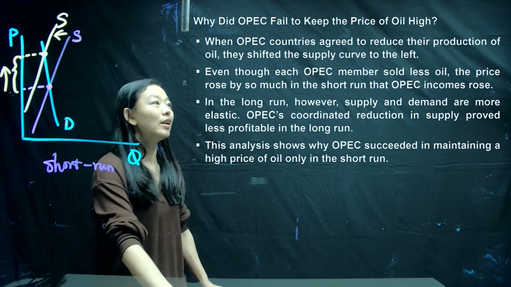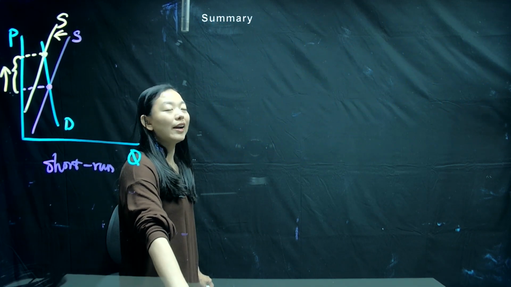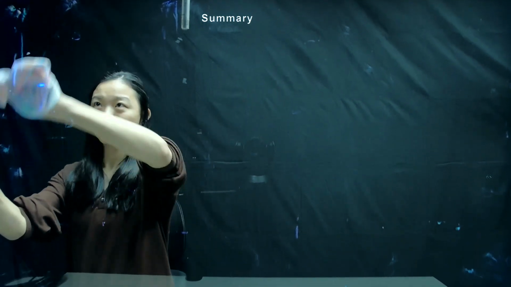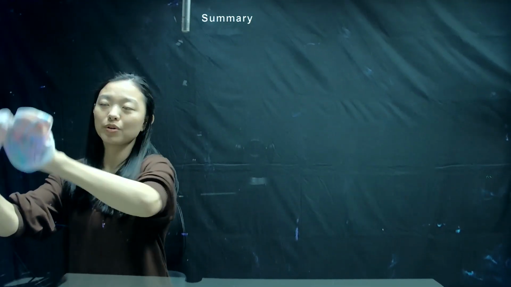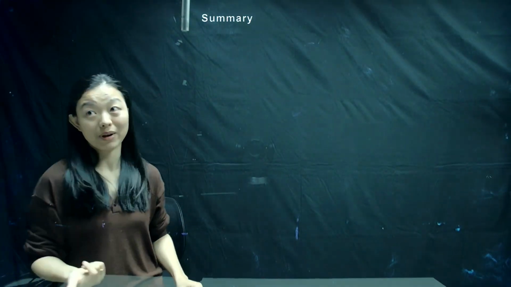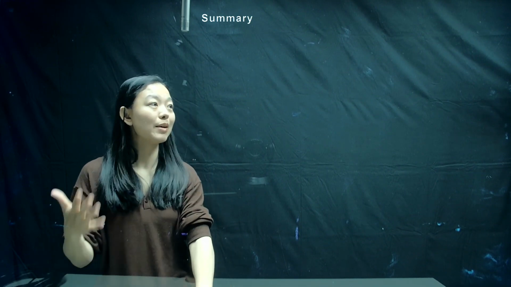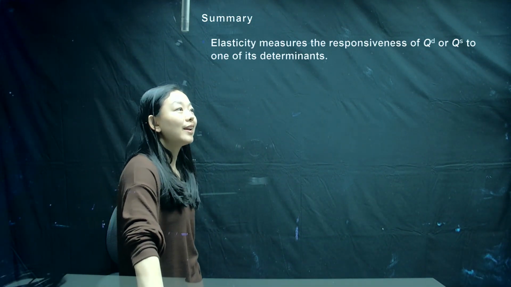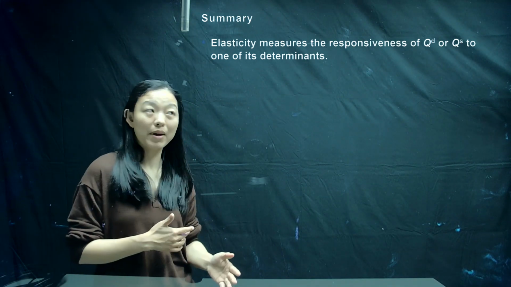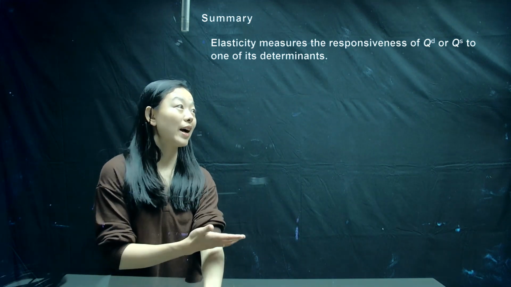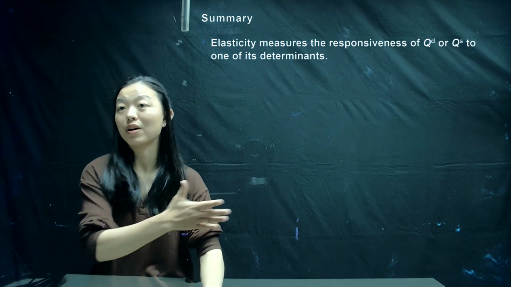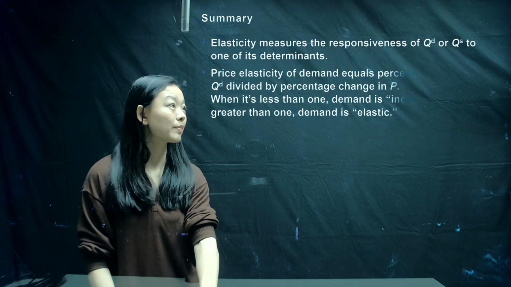Now, I know this chapter has very intensive content, and it also combines many different graphs, mathematics, and formulas, right? So here, let me do some summary. Elasticity measures the responsiveness of quantity supplied or quantity demanded to a price change, to an income change, or to other products' price changes.